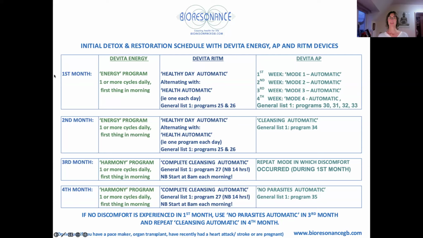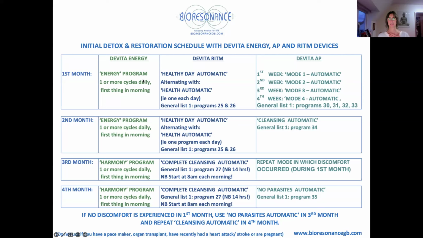So in the first month, not everyone has the energy device, but if you did have the energy device, the recommendation would be in the morning to play a cycle of the program that's called Energy, or it could be more cycles if you are very depleted and fatigued. And this will begin to increase the electrical voltage within your cells, so that you have sufficient energy to heal and to detox.